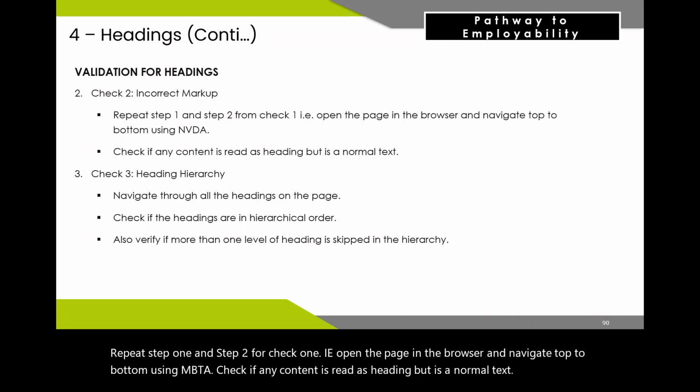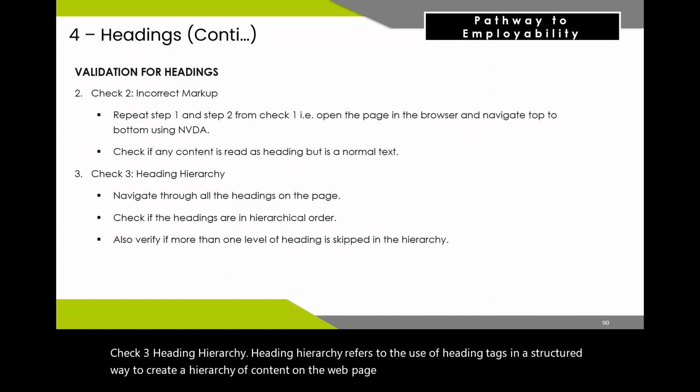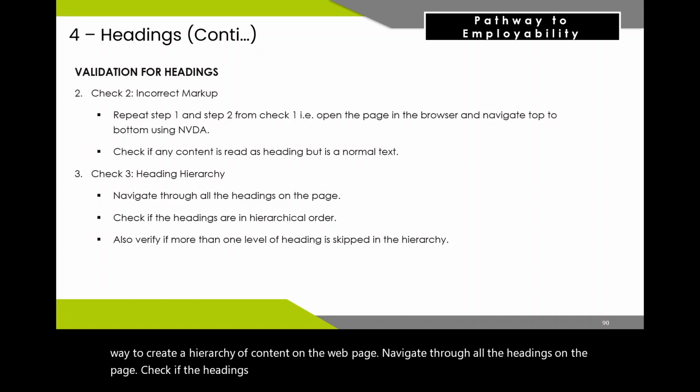Check 3, heading hierarchy. Heading hierarchy refers to the use of heading tags in a structured way to create a hierarchy of content on a web page. Navigate through all the headings on the page. Check if the headings are in hierarchical order. Also verify if more than one level of heading is skipped in the hierarchy.